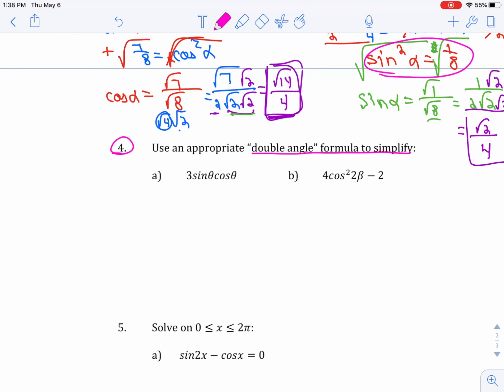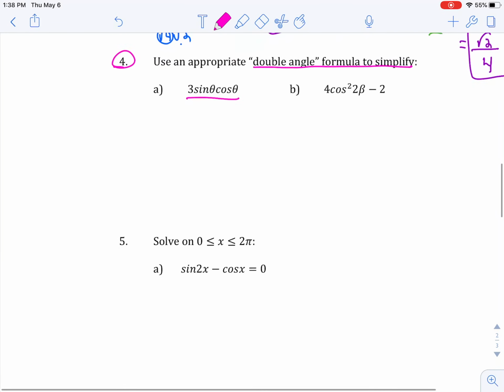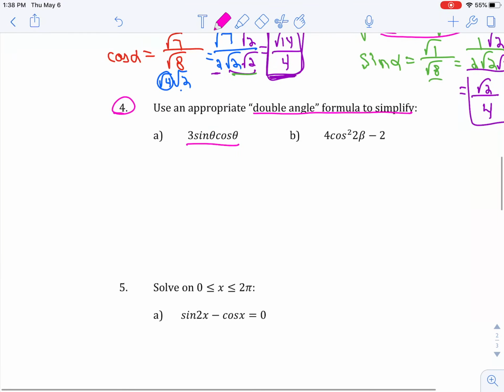Okay, so this one should kind of remind you, we've got 3 sine theta cosine theta. That looks kind of like this. So how can we handle the fact that we want a 3, but the formula is a 2? I'm going to write the formula down here so that we can look at it. We know that the sine of 2 theta is equal to 2 sine theta cosine theta.